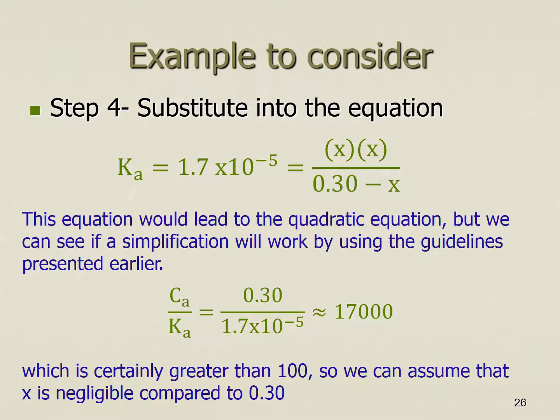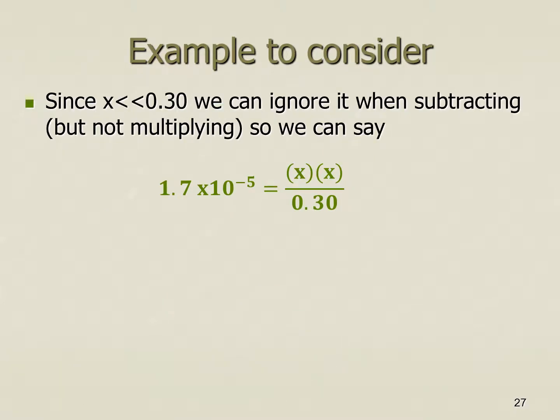So what does that do? Now you can ignore the minus X in your expression. Now you can't ignore the x on the top, because if you multiply by a very small number, then it's still very significant, but it's not significant when subtracting it from a number that's much bigger than it. So since x is much less than 0.3, we can ignore it in the denominator. Now we have a very simple equation to solve.